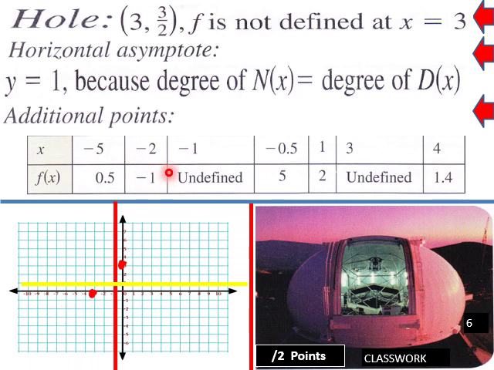So additional points, we produce a table for that. And we have stuff here where it's undefined at 3 when x equals 3. That is this hole up here. When x equals 3, at 3 over 2, it's undefined here. So when x equals 3, y is undefined. F is not defined at x equals 3.